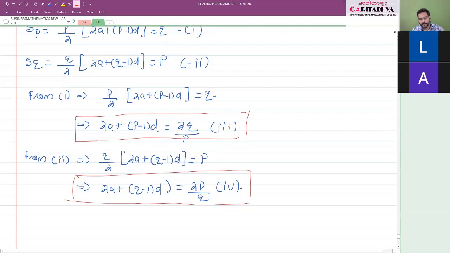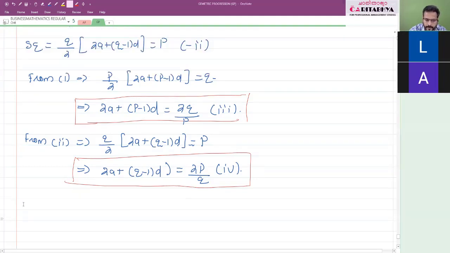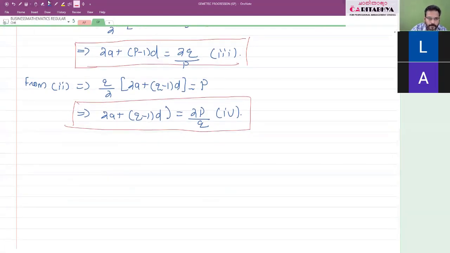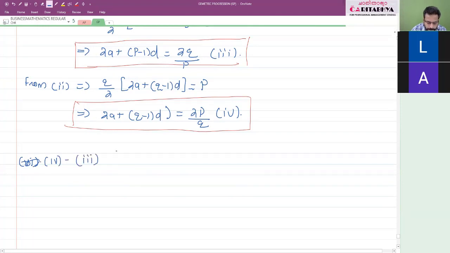Now, in the exam, for the proof, you can directly use this property as the answer. From equations 3 and 4, it is clear. Then take equation 4 minus 3.